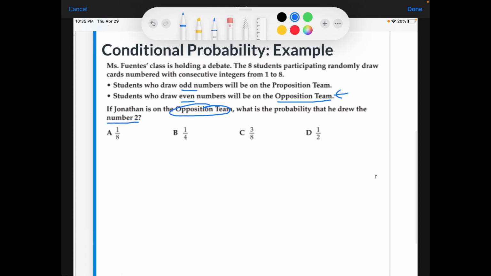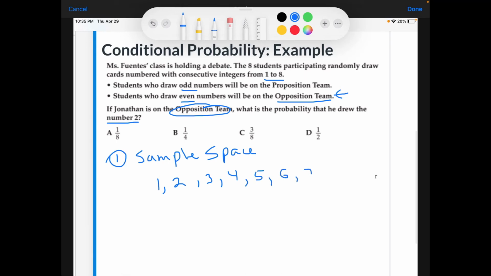Well, let's first write the sample space. Well, it says it's from 1 through 8, right? So that means 1, 2, 3, 4, 5, 6, 7, and 8. That's the original sample space, right? But Jonathan is on the opposition team, and the opposition team is the group with the even numbers. So that means our sample space is reduced.